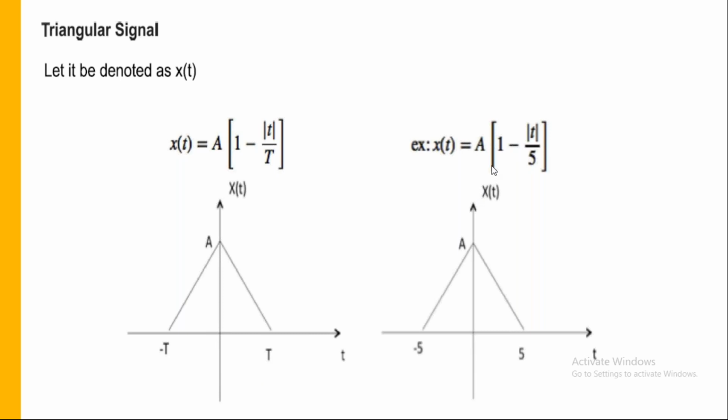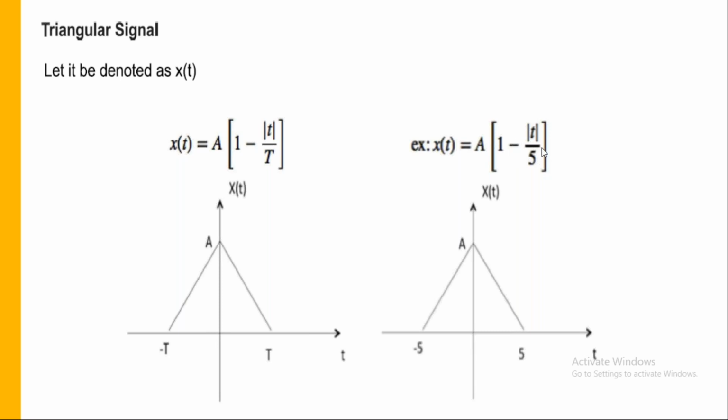Now observe this in a similar manner for this also. Here is an example for the triangular signal. Here a is the amplitude and 5 is the period. So the signal exists from -5 to 5. Now if you don't understand this, just use these points and write the equation of a line between 2 points. When you write the equation of a line, automatically you can understand this.